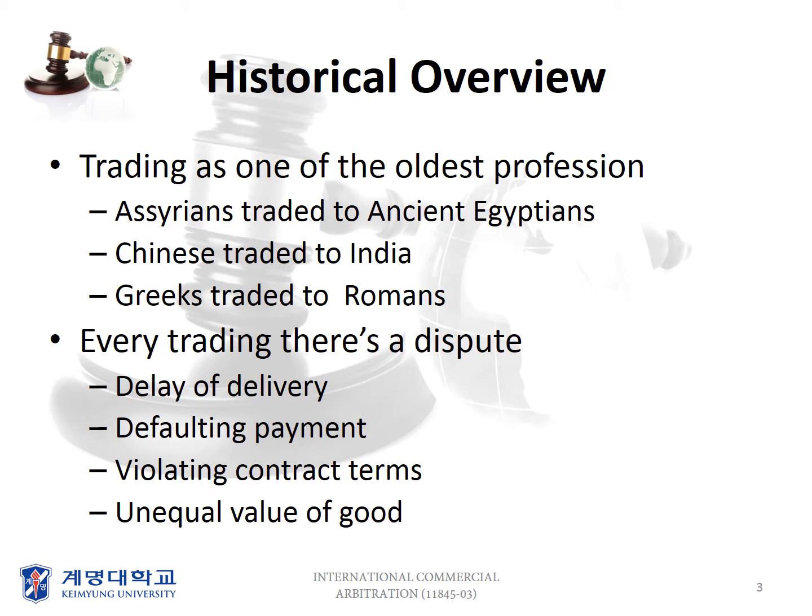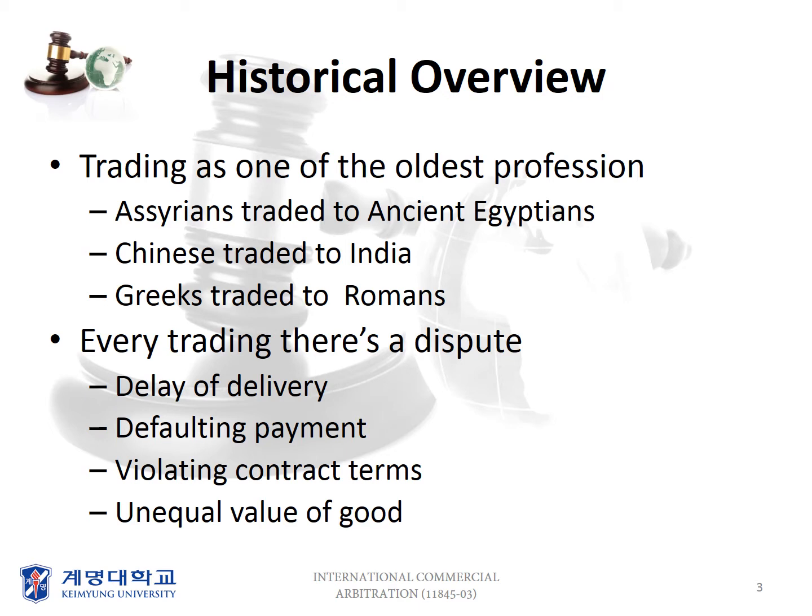2,000 years ago, trading was the oldest profession of our ancestors. Changing textile to banana, iron to gold, clothes to minerals, and minerals to pottery. Those are the trading activities that were being conducted in the old times. For example, Assyrians traded with ancient Egyptians, Chinese traded with India, Greeks traded with Romans.